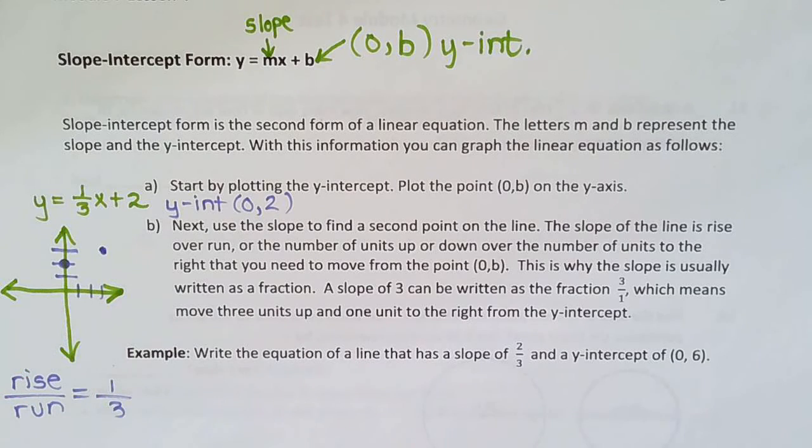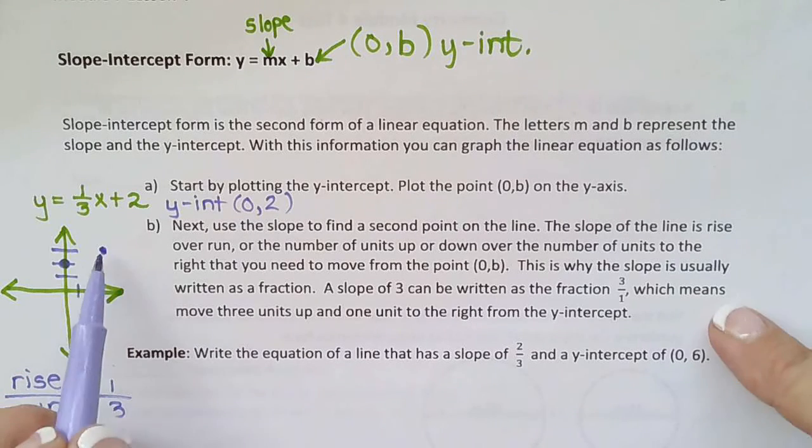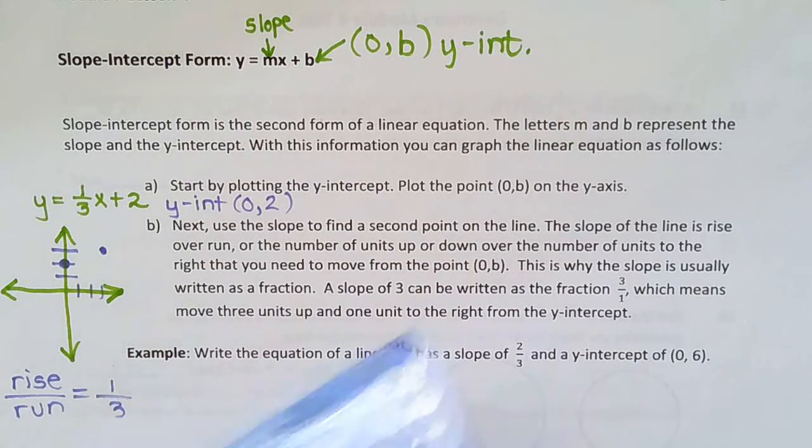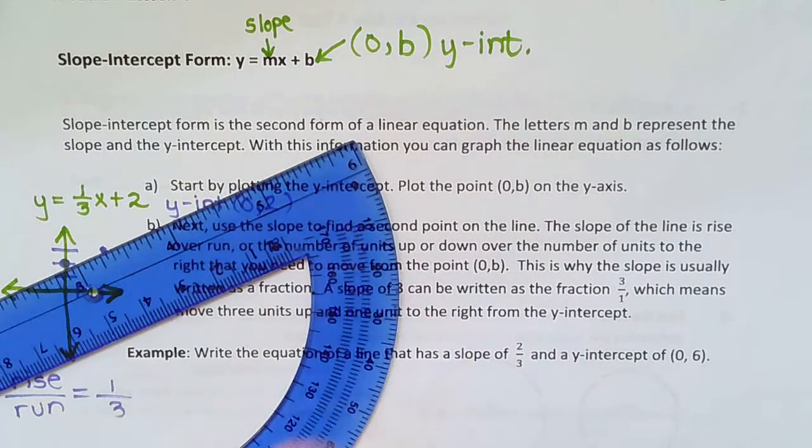And that's what you should have done on your last test. And then you can rise 1, run 3, get another point, or you can go down 1, back 3. But that's how you get the first 2 points. And then, of course, you connect them into a nice straight line.